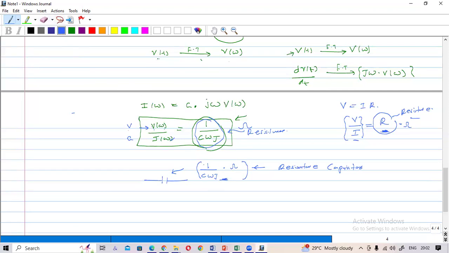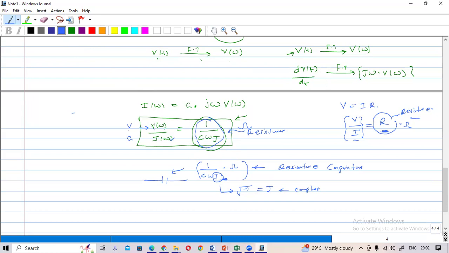The difference is this j. What is this j? This j is the square root of -1. No? This is defined as j. This is a complex value. This j is a complex number. Correct? Yes. Okay. So that is the difference.